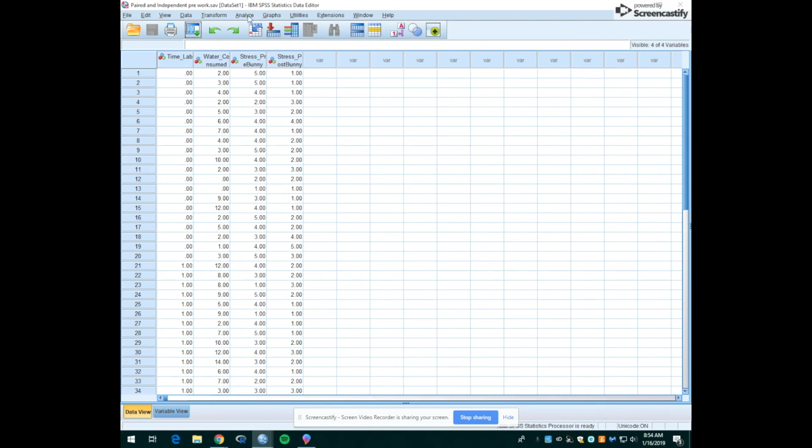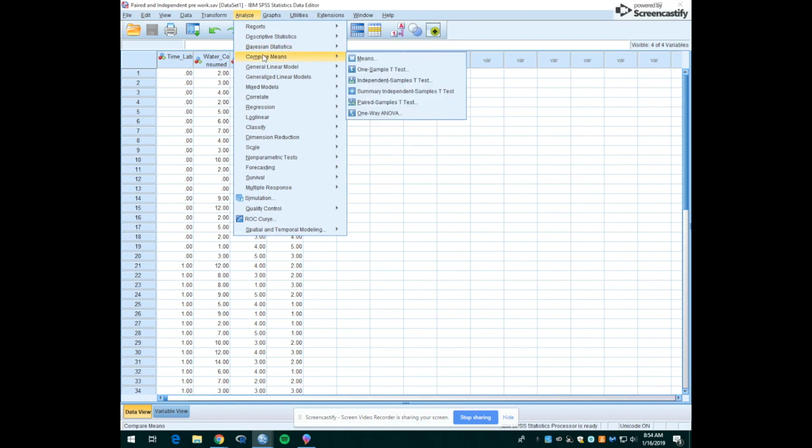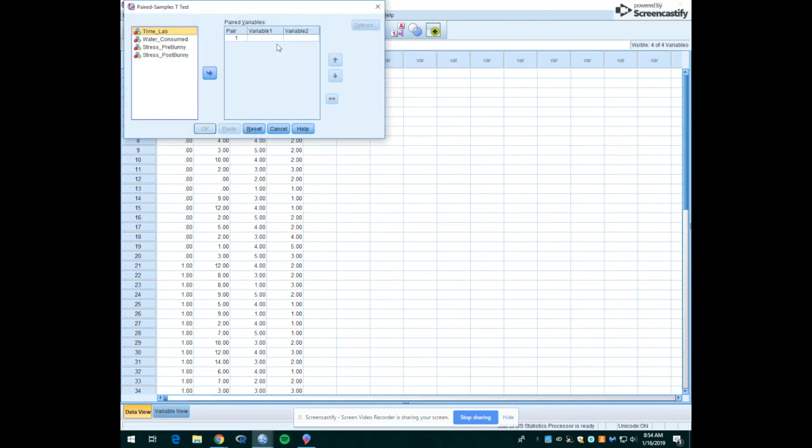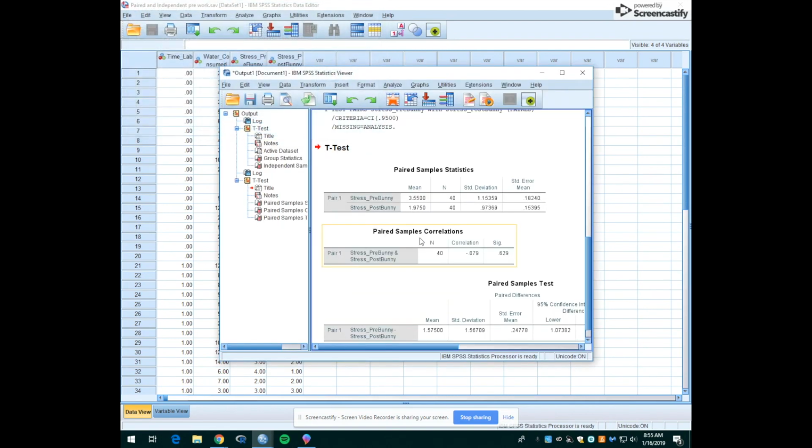So to run a paired samples test, you go to Analyze, down to Compare Means, and then this time over to Paired Samples t-test. And you'll see we're looking at a pair, there's 2 variables we want to compare. In this case, we're looking at the stress before the bunny and the stress levels after the bunny. And that's all you have to enter before you hit OK. Now you'll see in your output, there's some different columns. This paired samples correlations is not an important table to look at. This first one gives us the mean and the N, so this is important to look at.